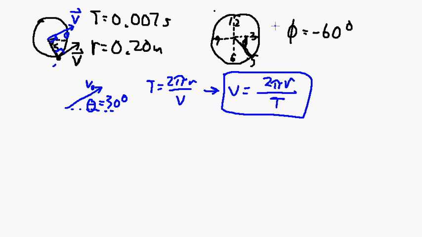Now, where do we go from here? Well, we know our R and we know our T, right? So we're going to take V equals 2 pi r over T. So let's see.